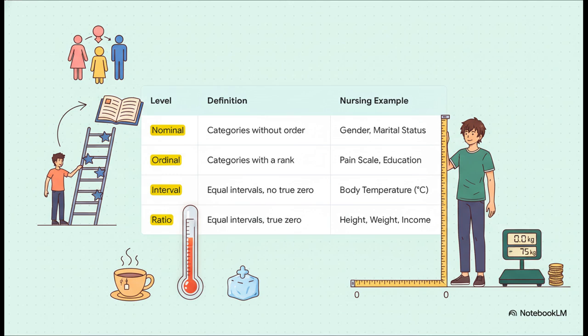Next, we have interval. This has order and it has equal spaces between the values, like temperature in Celsius. But, and this is key, it doesn't have a true 0. And finally, at the very top, you have ratio. This has everything: order, equal intervals, and a true 0. Think height or weight. That true 0 is a huge deal, because 0 weight literally means the absence of weight.